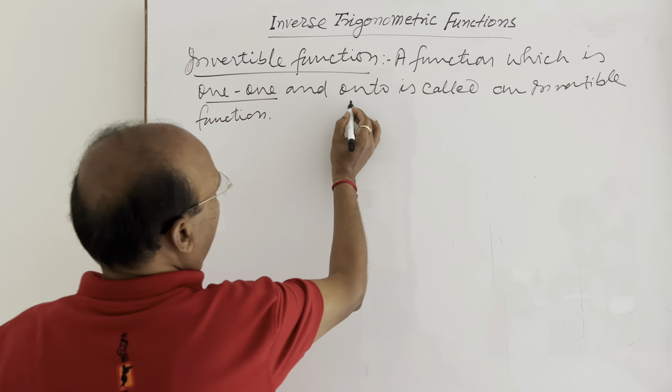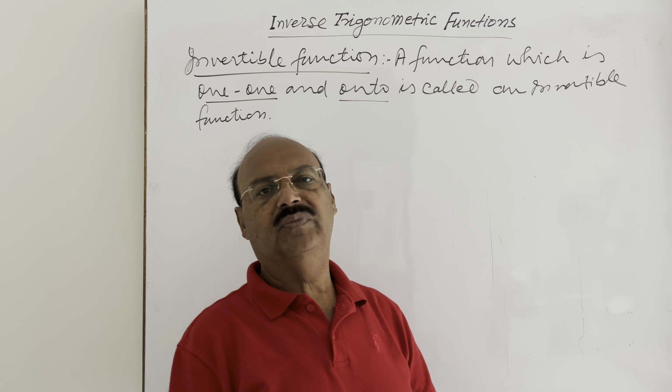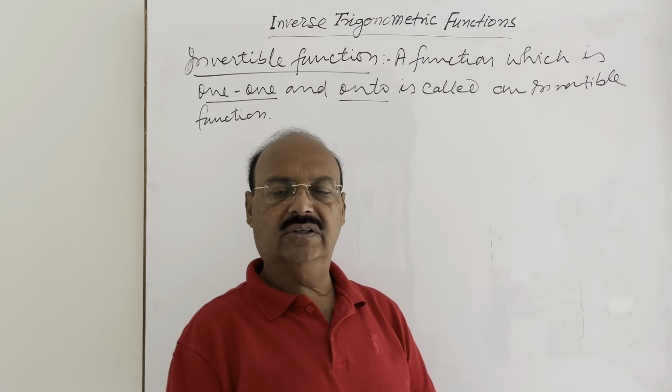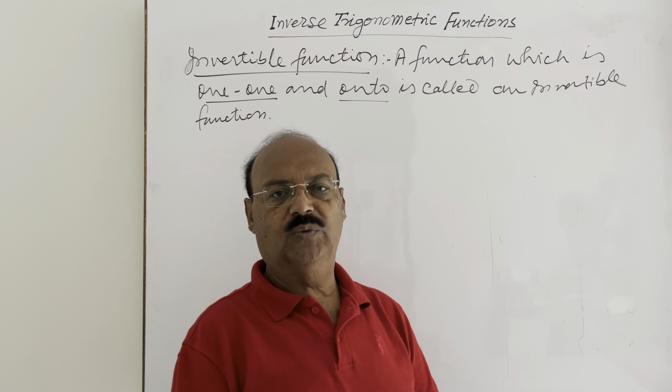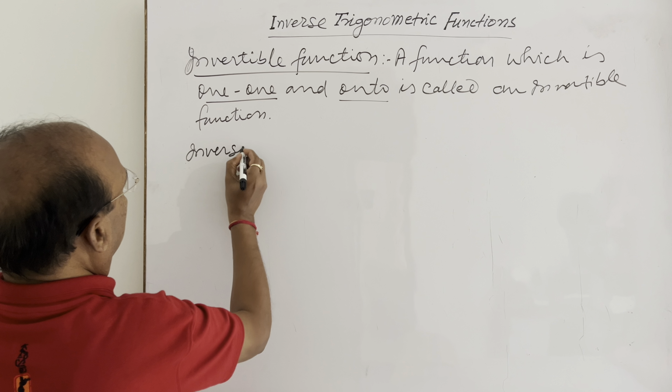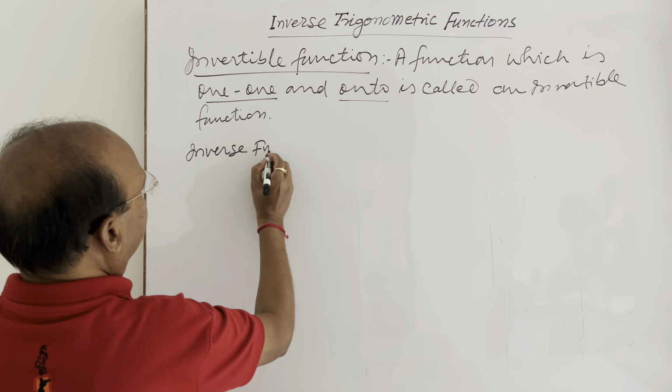Here basically we will discuss trigonometric functions. So we should know that trigonometric functions are not always 1 and onto throughout the domain. This is not always 1 and onto. We'll discuss it later on. Okay. Now, how to understand inverse function?